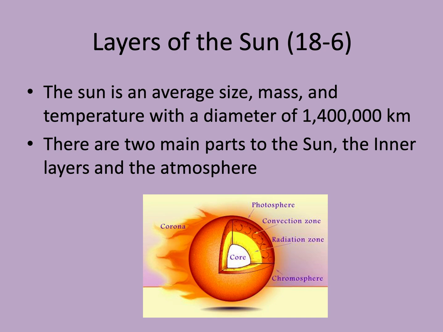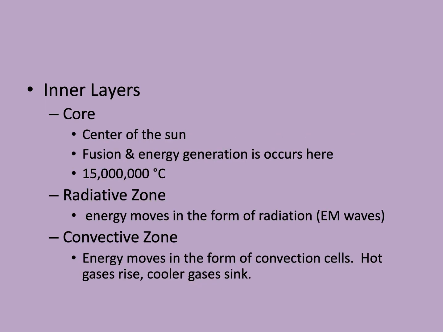Although there are plenty of stars that are much larger than the sun and plenty of stars that are much smaller than the sun. We can break down the sun into two parts, the inner layers and the outer layers. The outer layers is also called the atmosphere of the sun. So the inner layers, at the very center of the sun, we have the core. This is where fusion occurs, and this is where the energy is formed, because energy is formed from fusion. Inside the core, the temperature is around 15 million degrees Celsius.